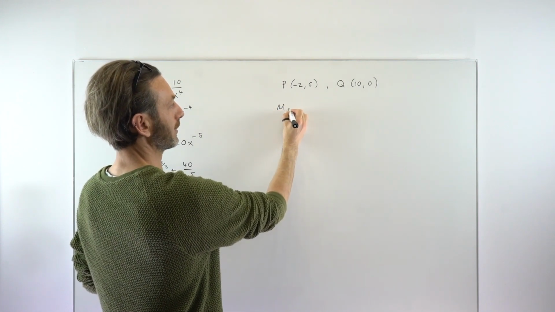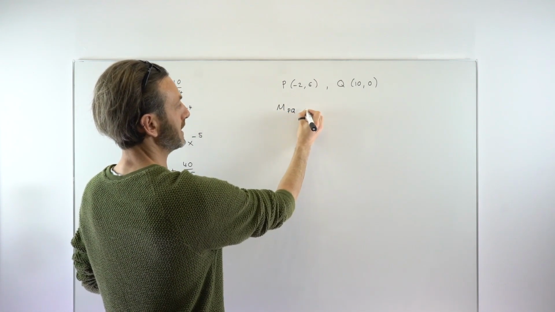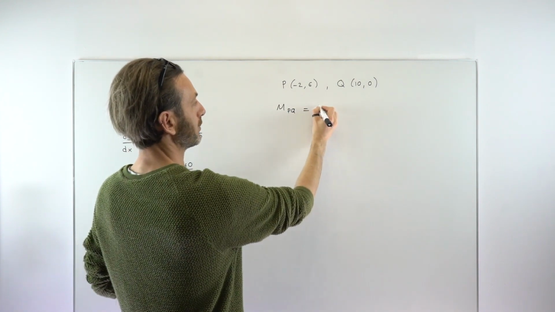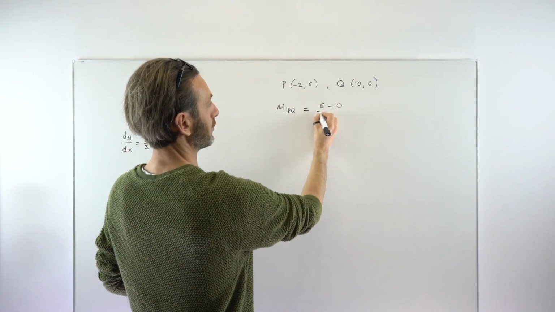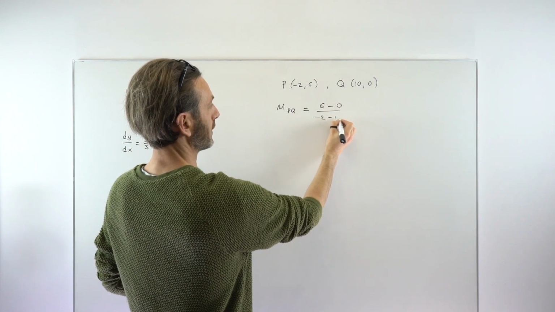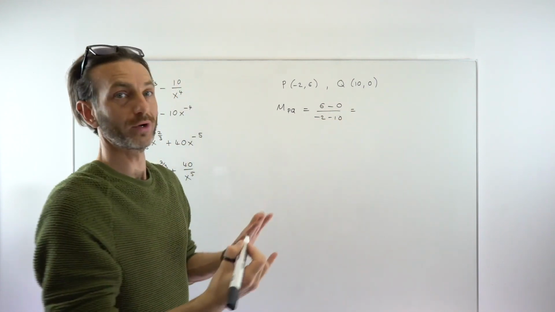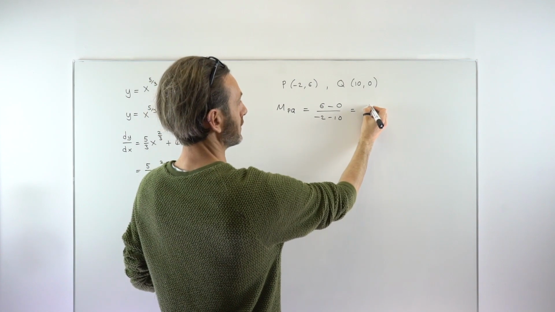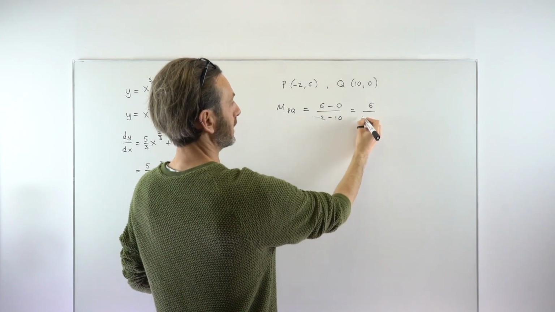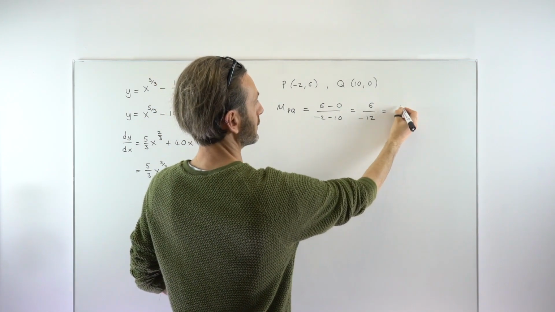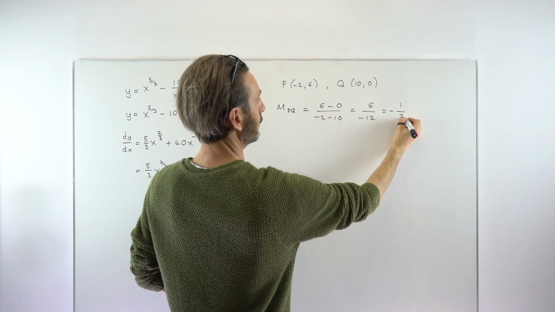I'm going to start by making the gradient of this line, P to Q, just using the normal gradient formula. So I'm going to do 6 minus 0 over minus 2 minus 10. You've got to keep track of your negatives in this question. So 6 minus 0 is 6. Minus 2 minus 10 is negative 12. That would simplify to negative 1 over 2.